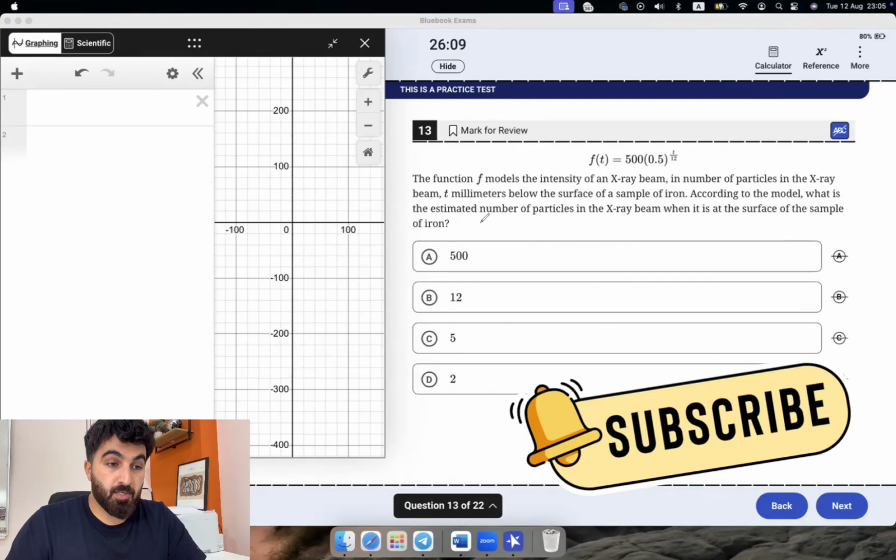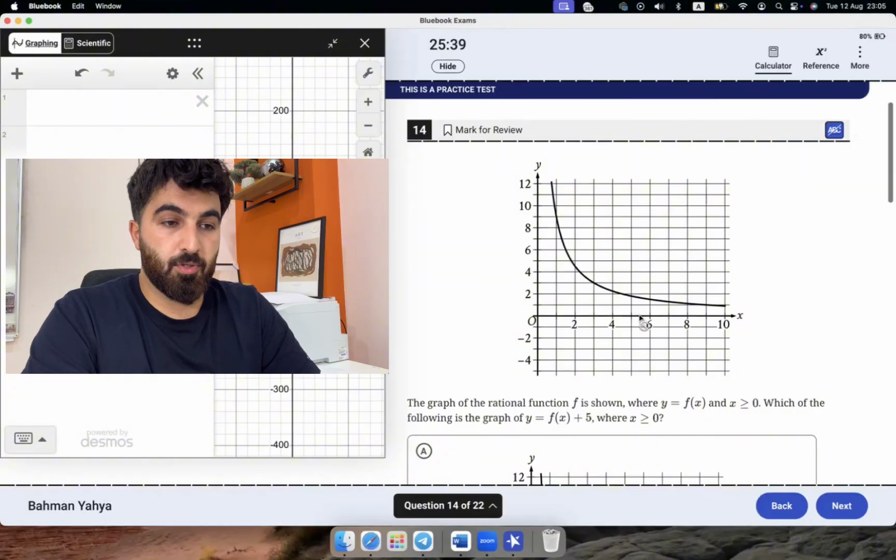13. According to the model, what is the estimated number of the practice X-ray when it's the surface of the sample? When it is the surface, what is the T here? T is millimeters below the surface. So when it is on the surface, it means T is equal to 0. When T is equal to 0, it turns like 500 multiplied by 0 divided by 12 is 0. So whatever raised to 0 is just 1. And the answer will be there, 500. And next question is 14.